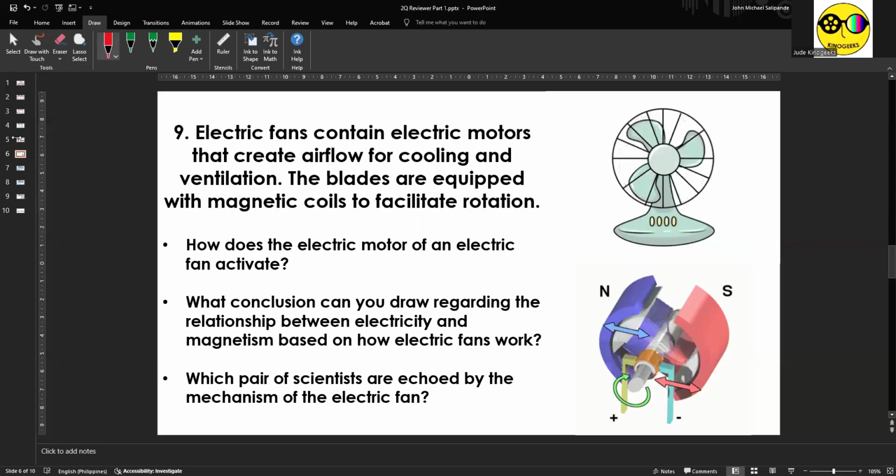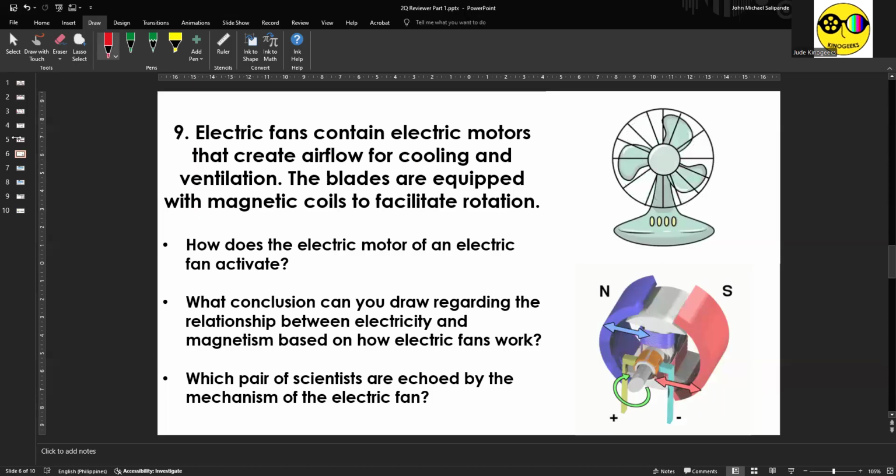So how does the electric motor of an electric fan activate? Usually electric fans have wires. So if you have a wire, all you have to do is just plug the wire into a power outlet. Then the power outlet will discharge the electric current, allowing the electric motor to rotate and the magnetic coils inside the blade to activate rotation of the blades.